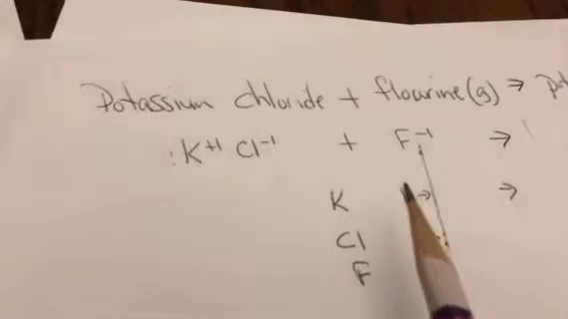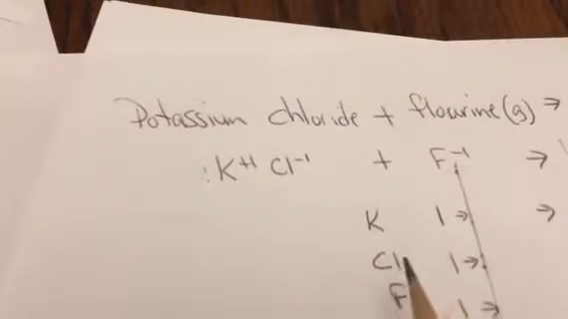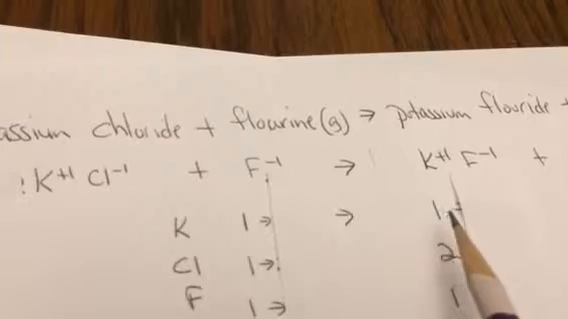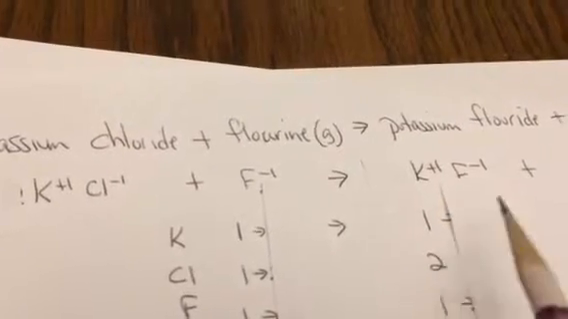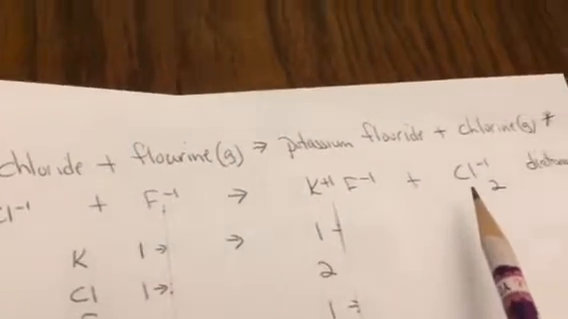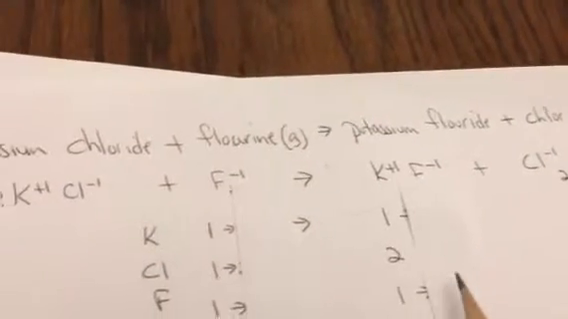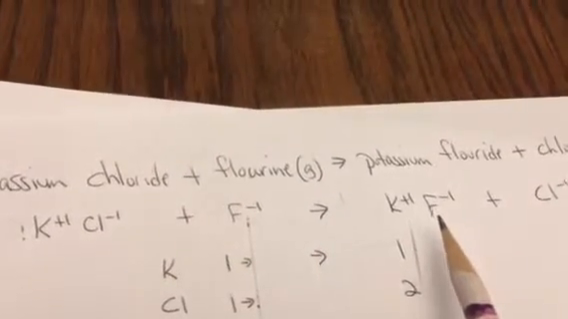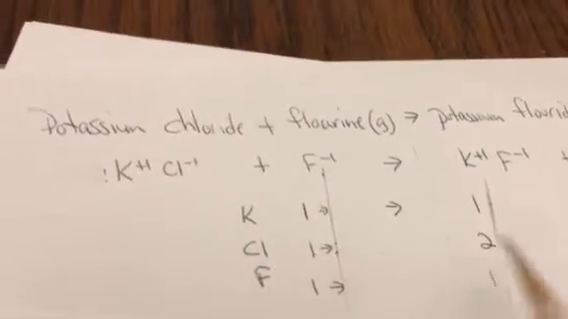So then you go to balance that. You put down your K, your Cl, and your F, and I've covered these. I'm trying to make it easier. And you have 1 on this side. There's your potassium. Here's your chloride. Here's your fluorine. There's your 1. On the other side, you have 1 potassium, 2 chlorides or chlorines, and 1 fluoride. So we're not balanced.